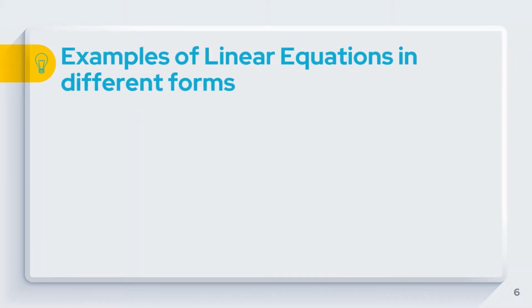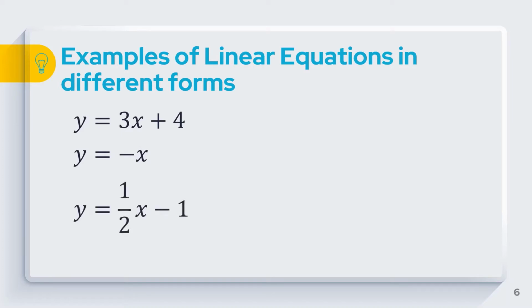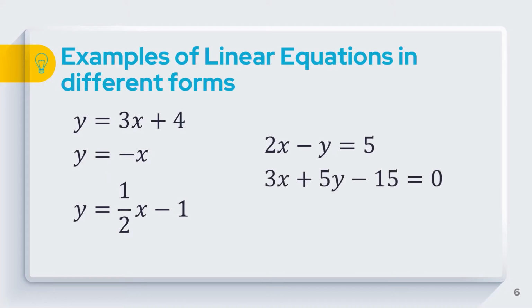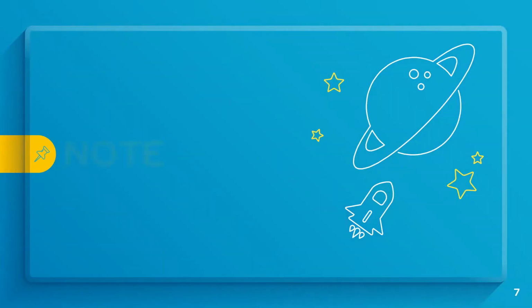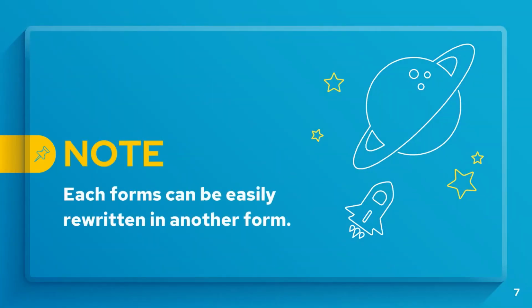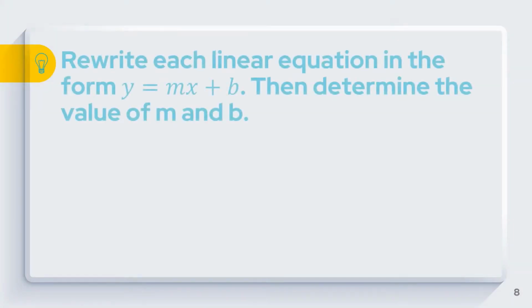These are examples of linear equations in different forms. We have y = 3x + 4, y = -x, y = 1/2 x - 1, 2x - y = 5, and 3x + 5y - 15 = 0. Note that each form can be easily rewritten in another form. Now let's have some examples.